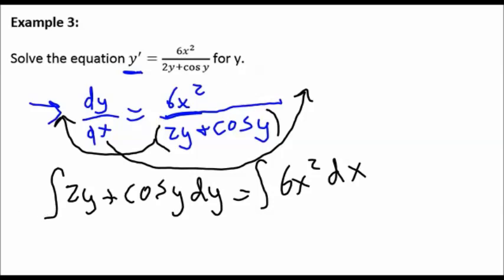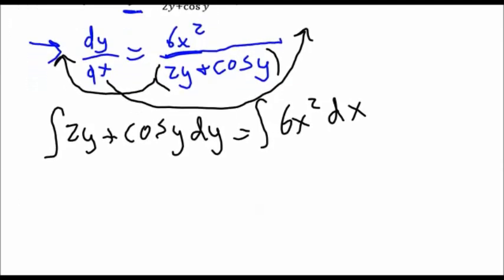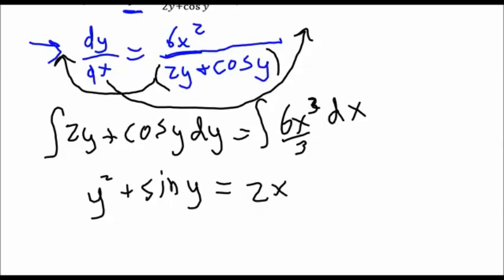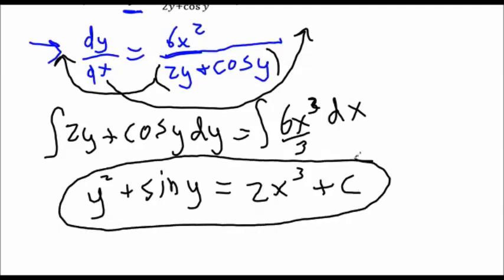So let's do it. On the left-hand side, that 2y, so we're raising the power of y to 2, and so we get y squared plus sine of y equals, remember that 2 is going to become a 3, and then we're dividing by the 3, so that would be 2x cubed plus c. And that actually satisfies the question we were asked, because we were asked to solve the equation. We have now presented something in terms of x and y. We started with a derivative, we've worked backward and presented something in terms of x and y. So we've actually satisfied the prompt.